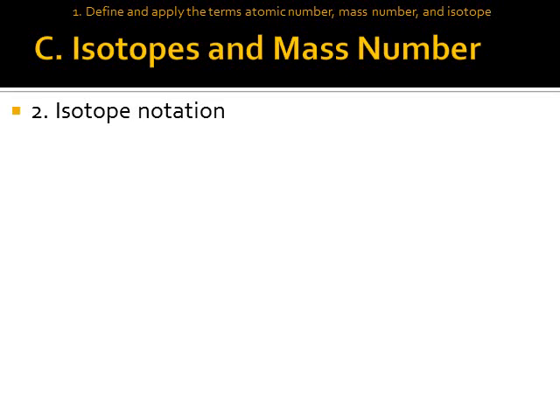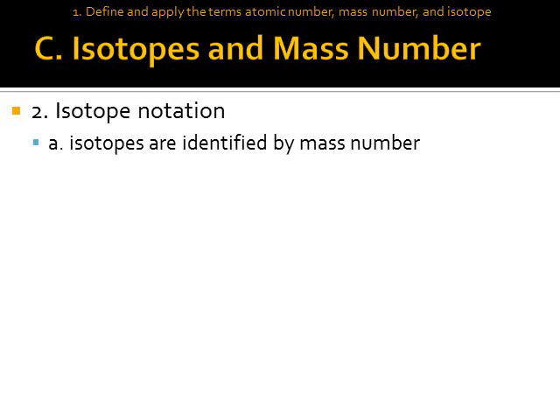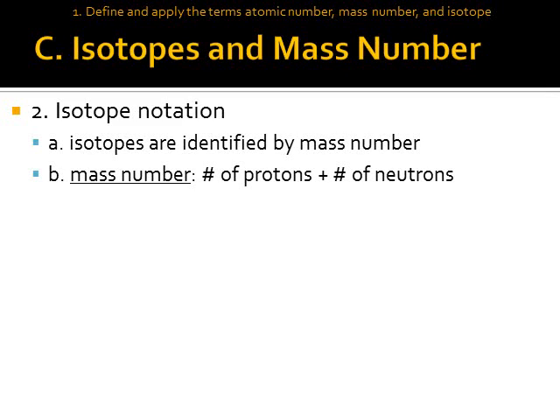There are a couple of ways that we can notate different isotopes of an element. We always identify isotopes by their mass number. The mass number for an atom is simply the number of protons plus the number of neutrons. Note that this would always make it a whole number, because protons have to be a whole number, as with the number of neutrons. Note that this number is not, I repeat, not on the periodic table.